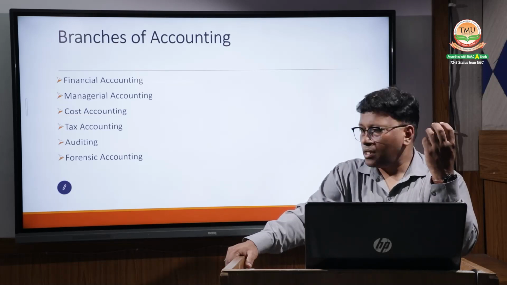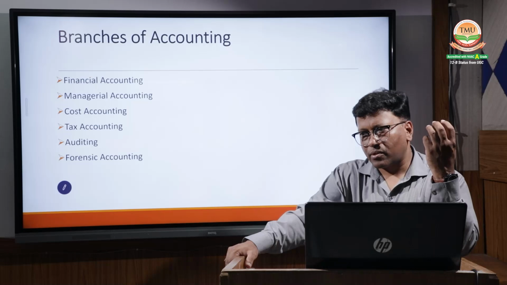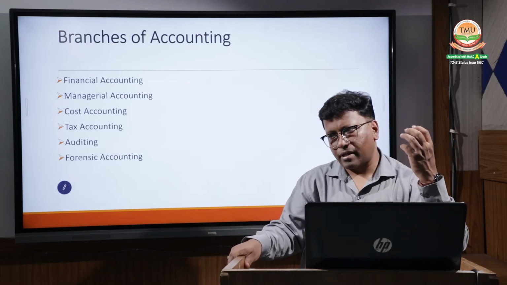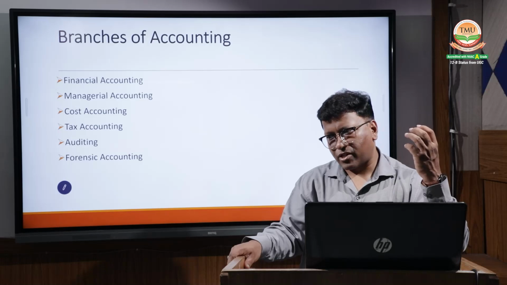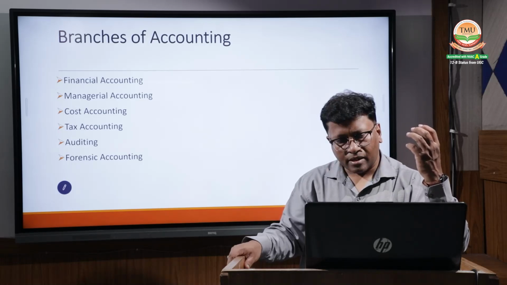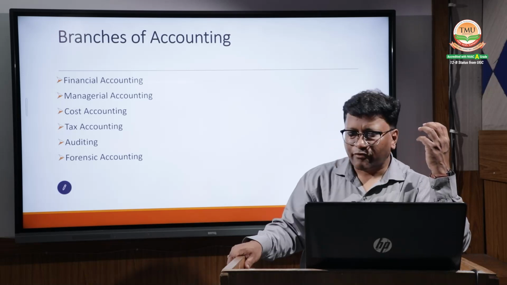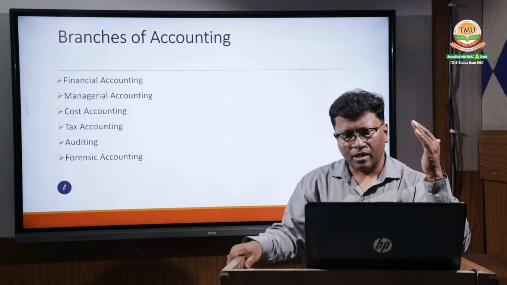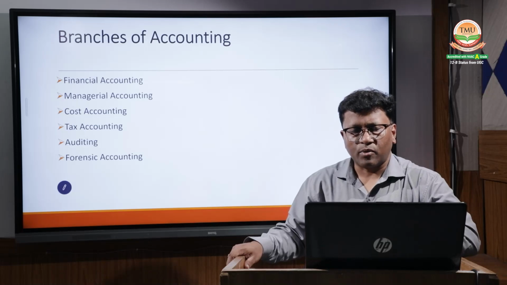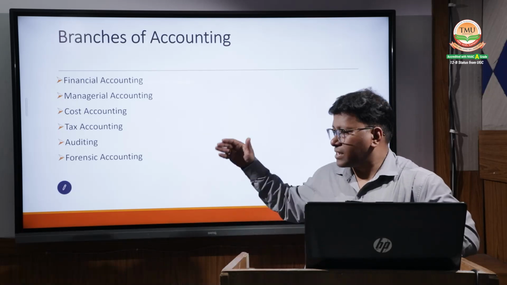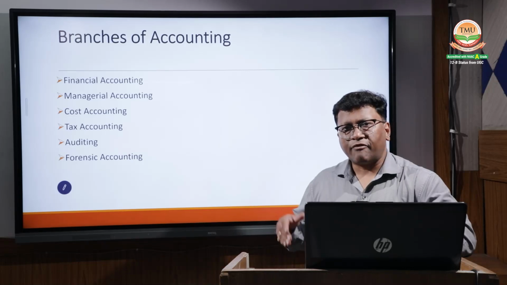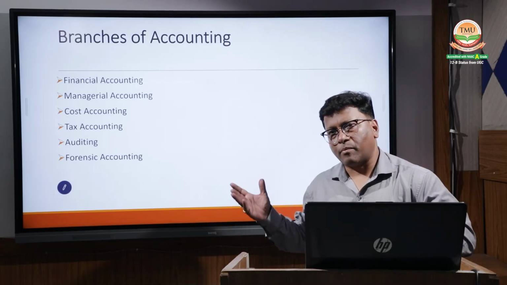And auditing, again a branch, because as I told you, in order to verify that everything is in order, we have to go for inspection of the books of accounting, so there is a particular system of auditing, and again forensic accounting. So different branches of accounting are there. Right now I am not focusing very much on these branches, and I am not going into further detail of these branches of accounting, because in different studies you would be learning about them.